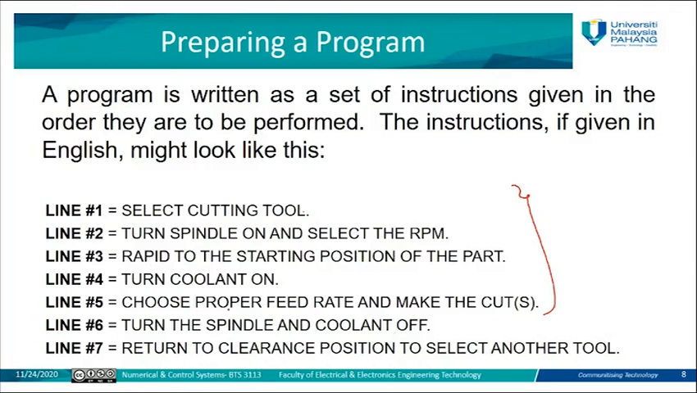For example, choose the proper feed rate. We need to define the speed, we need to define the feed rate here, we need to define the speed of the spindle, we need to define the coordinates for the product, we need to define the dimensions, we need to define whether it is absolute or incremental. We need to define the type of movement, whether it is point to point or continuous, and so on. All these need to be listed in the program.